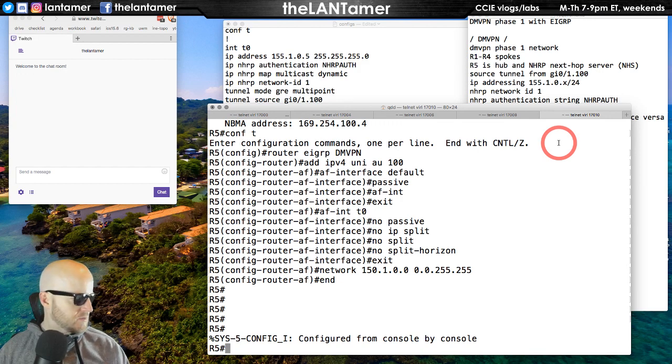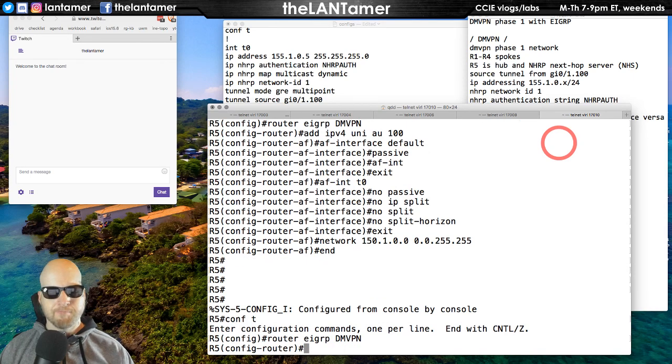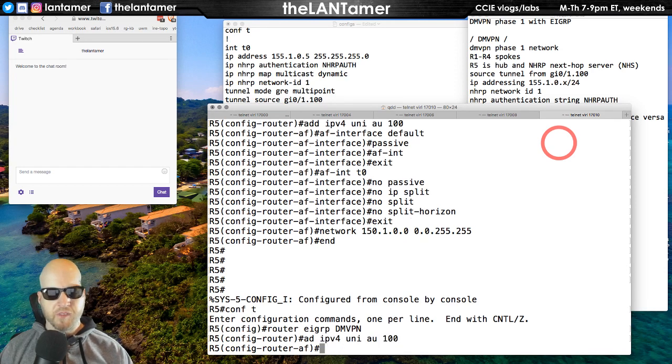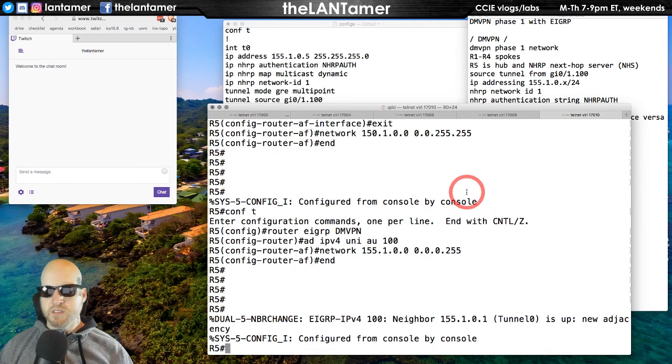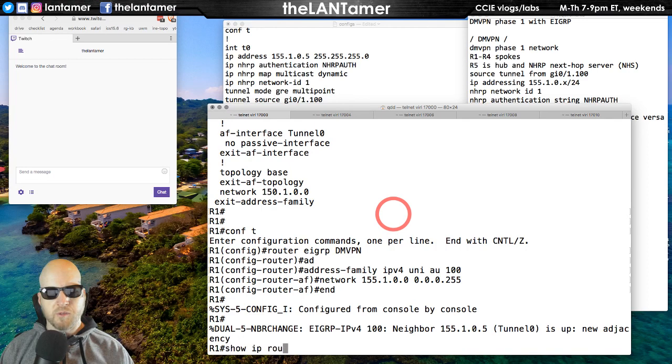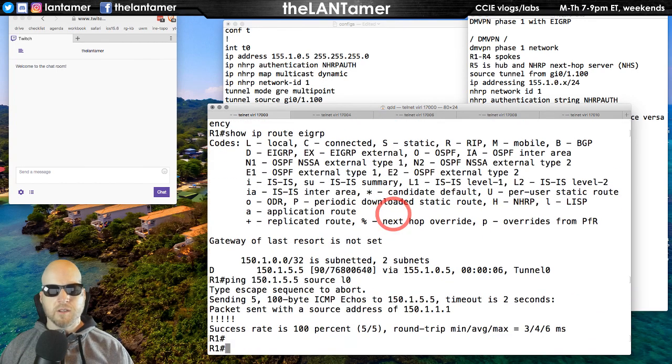And I'm getting a little weirdness with my window up here again. Oh well. Router EIGRP DMVPN. Address family IPv4 unicast 100. Network 15.1.0.0. Okay. Boom. Adjacency. Great. So now if we do show IP route EIGRP, we're getting routes. We're getting the loopback. Good.